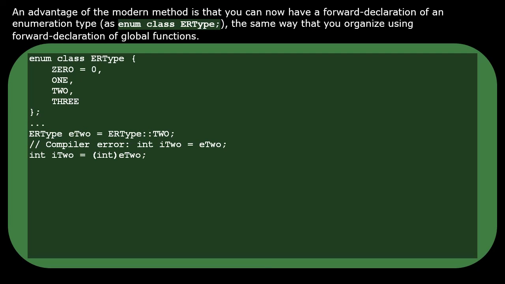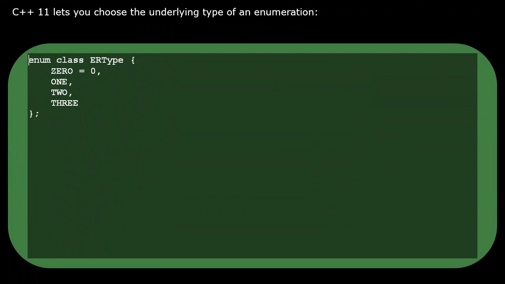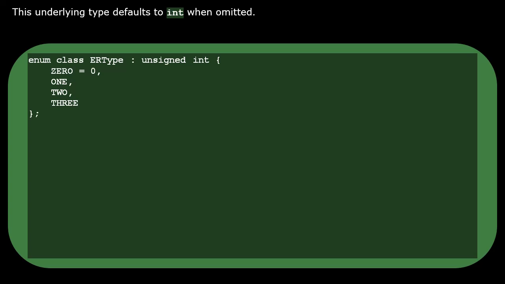One advantage of the modern method is that you can now have a forward declaration of an enumeration type, the same way that you organize your software using forward declaration of global functions. C++11 lets you choose the underlying type of an enumeration. This underlying type defaults to int when it's omitted.